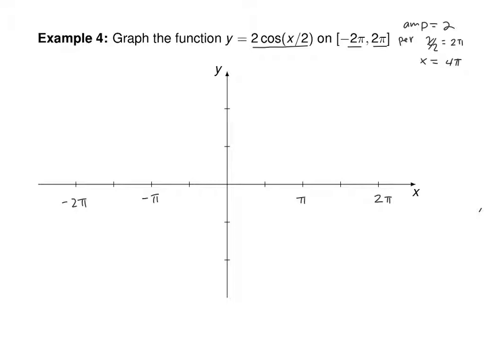So where does regular cosine hit the y-axis? 1, right? Regular cosine hits the y-axis at 1. And then at pi halves it crosses, right? At pi it's down at negative 1. At 3 pi over 2 it crosses. At 2 pi it's back at 1.